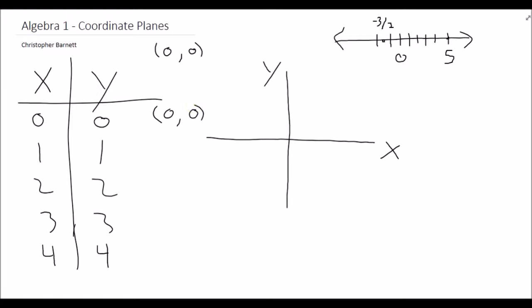We don't really have to do anything. We automatically know where the origin is. It's just this intersection point right here. And then the second point, we have 1, 1.